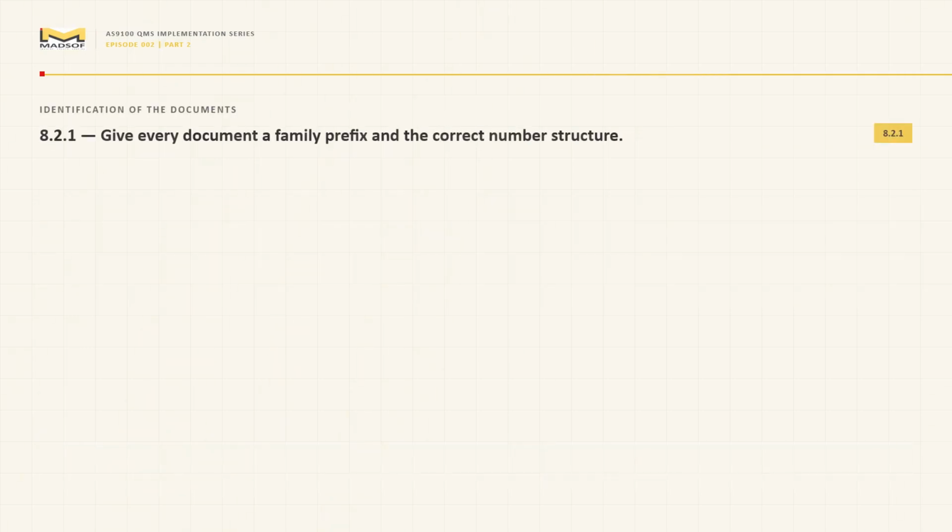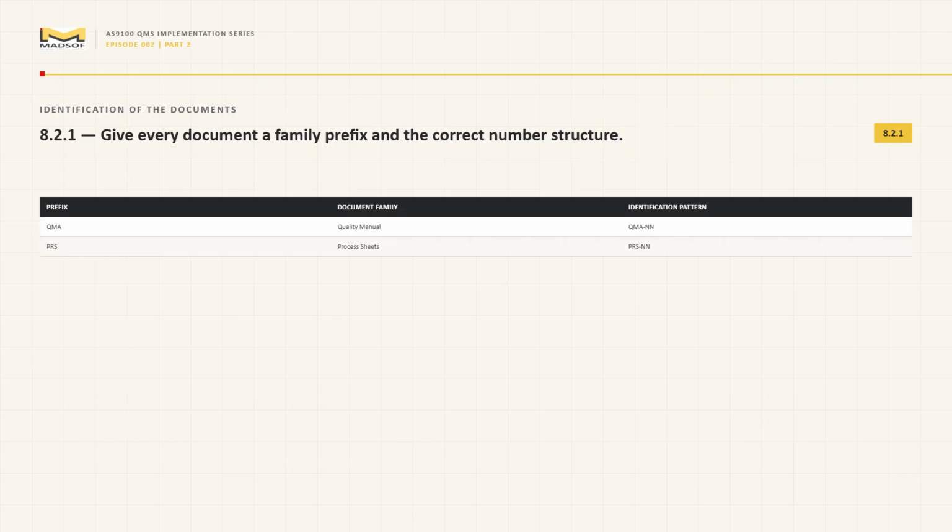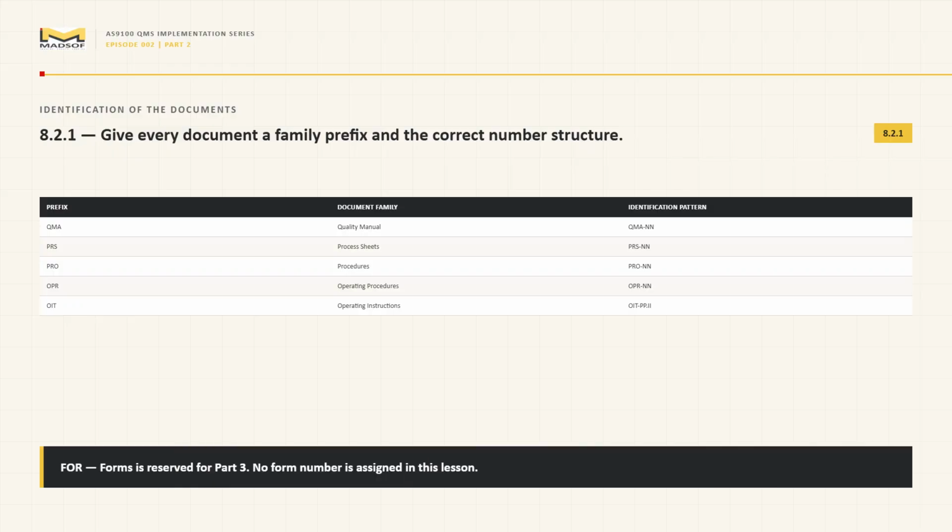Now we move to Section 8.2, Identification of the documents. Each prefix identifies a document family. QMI identifies the quality manual. PRS identifies a process sheet. PRO identifies a procedure. OPR identifies an operating procedure. OIT identifies an operating instruction. These short, consistent codes make the system easy to recognize and scalable as the organization grows.